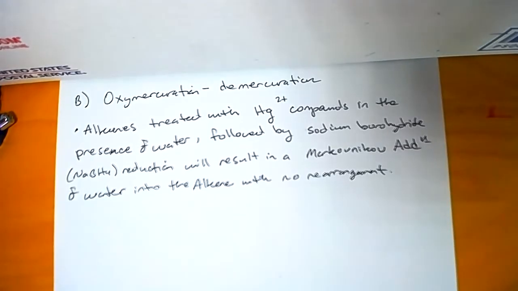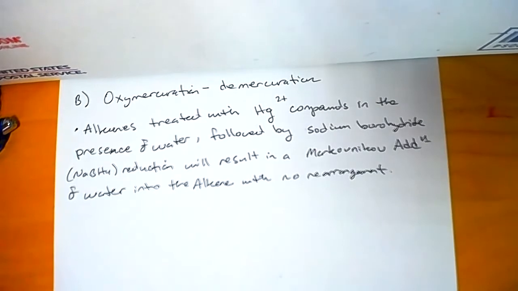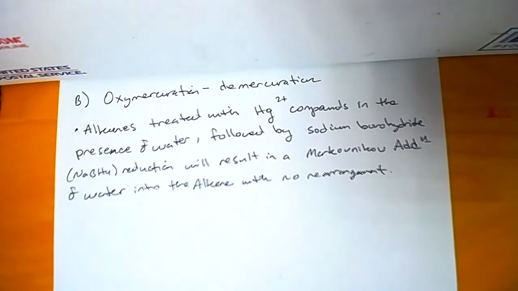Okay, so this is a follow-up video to the last one, where we were talking about the hydration of an alkene, which we noted gave a Markovnikov addition of water into the alkene pi bond, but because it went through carbocations it was somewhat problematic due to rearrangements. So what we're going to be talking about today is two alternative methods.